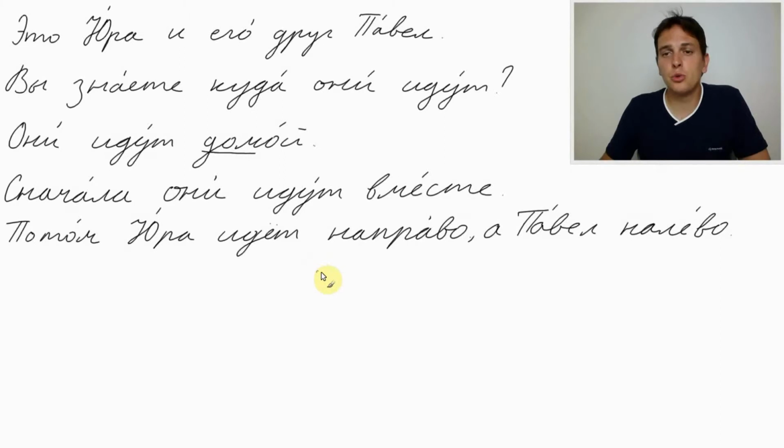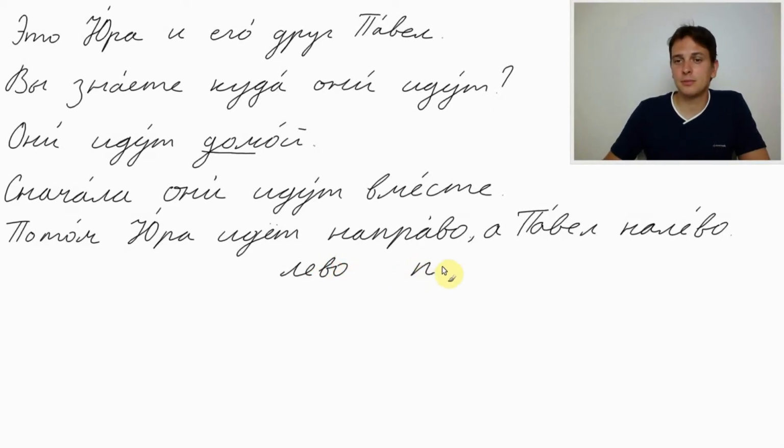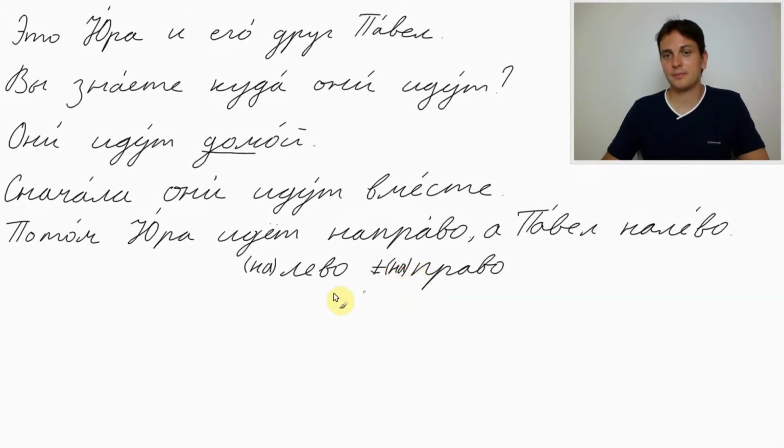Here we got two useful words. Направо and налево. To the right and to the left. We already learned that лево and право. Left and right. And now we know налево and направо. To the left and to the right.